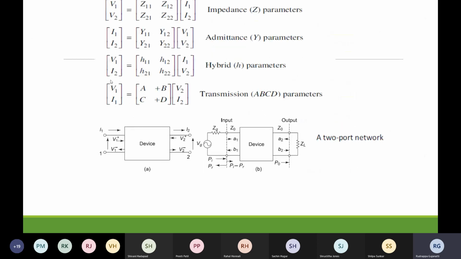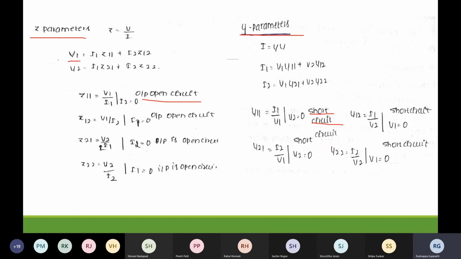As we have discussed the Z parameters and Y parameters in matrix representation for a two-port network, it is represented over here. And in equation form, it will be represented in this form, that is V1 is equal to I1 into Z11 plus I2 into Z12. V2 is equal to I1 into Z21 plus I2 into Z22. And similarly, the admittance parameters are represented by the equations which are shown over here. That is I1 is equal to V1 into Y11 plus V2 into Y12. I2 is equal to V1 into Y21 plus V2 into Y22.